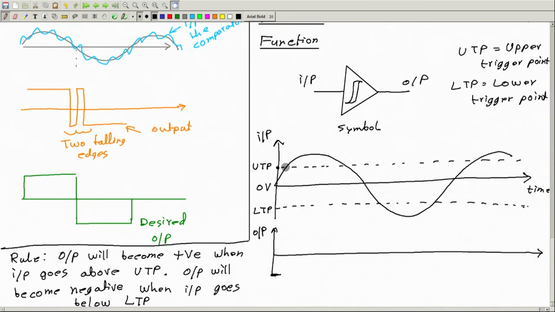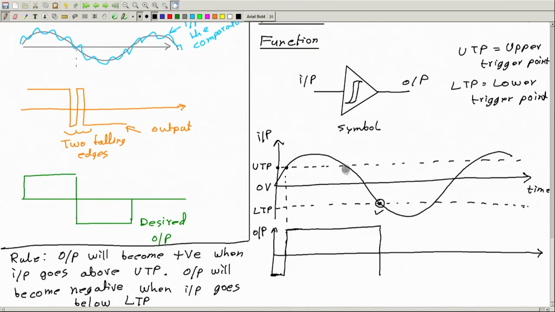Okay, so at this point here, the input is going above the upper trigger point. So therefore, even if the output was previously negative, at this moment output will become positive, right? And then it will stay there. How long? Until the input goes below the lower trigger point. So until this point it will remain positive, and then at this point it will become negative again.